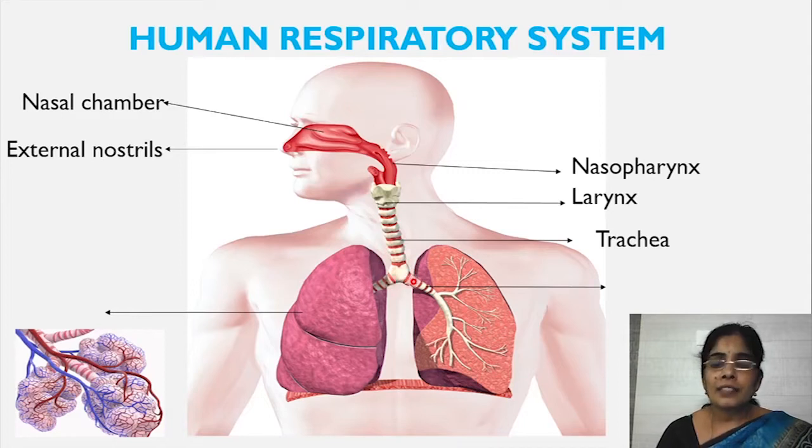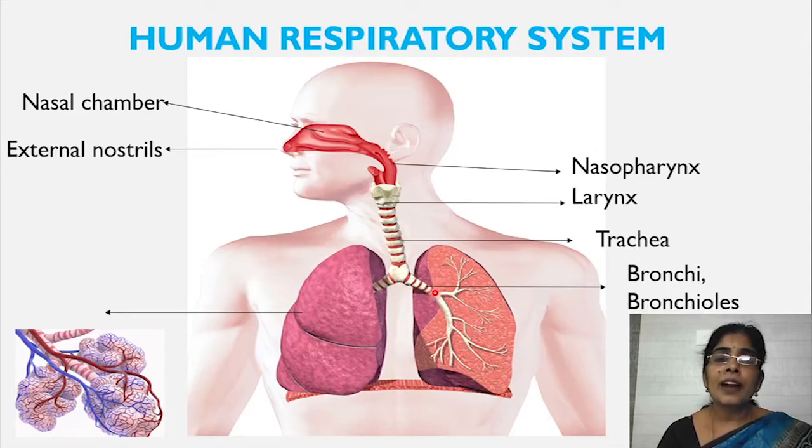Trachea divides and forms 2 primary bronchi. Each primary bronchus enters the corresponding lung and further divides into secondary, tertiary bronchi and then forms primary, secondary, tertiary, terminal and respiratory bronchioles. The branching network of trachea, bronchi and bronchioles forms a pulmonary tree, which is an upside down tree.